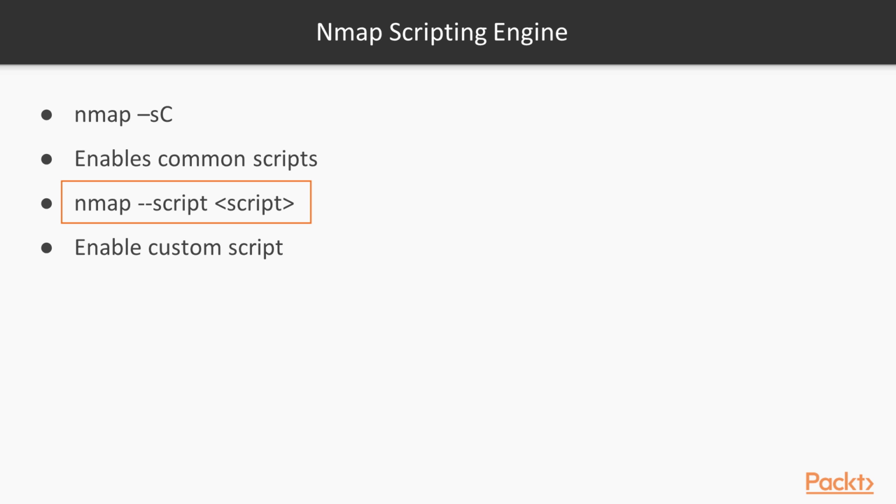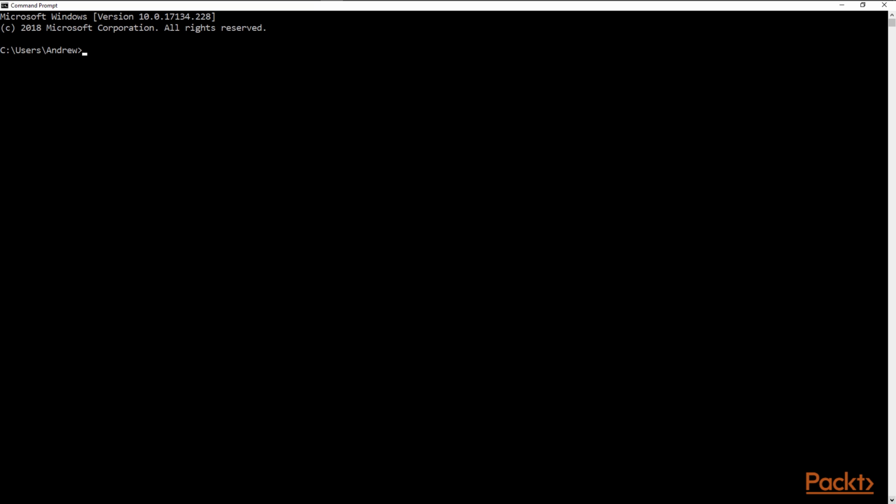Now when you do that, define it with the file extension omitted. So if it's myscript.nse, all of these scripts should have an NSE file extension. You do not put the .nse in there, it's just the name of the script. Or if you want to select a script that is not default but included by Nmap, you can do it that way as well. So let's take a look at this.